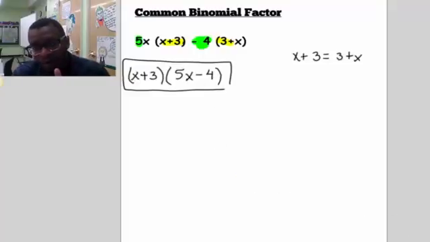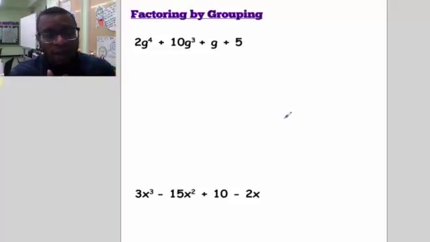Okay, and finally, the last thing that I want to discuss today is factoring by grouping. So factoring by grouping occurs when you have 4 terms in your polynomial. In all of our previous examples, we had 2 to 3 terms. The most we have is 3 terms. Here we have 4 terms, and what we're going to do to factor is group the first 2 terms, and group the last 2 terms together. And then we're going to pull out our greatest common factor.